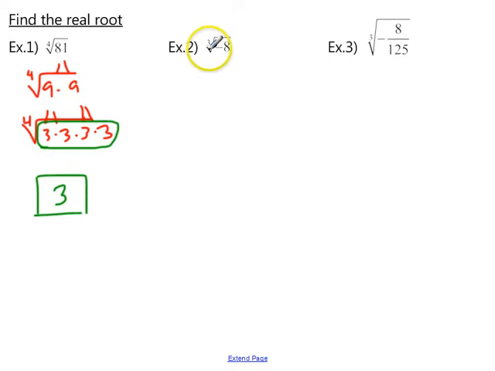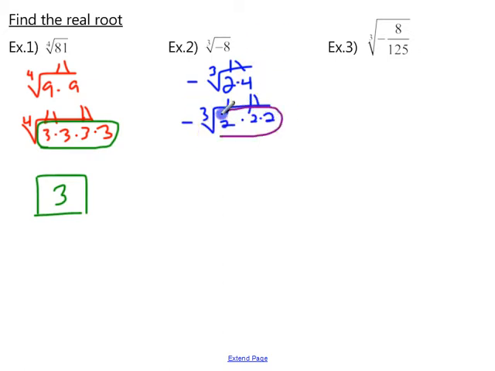Whenever you have an odd index and a negative number underneath the radical, go ahead and pull out that negative sign, and then we're going to simplify this the way we know how. 8 is equal to 2 times 4, and then if we break this down again, the 2 comes down, and 4 is equal to 2 times 2. So now we can group together this group of 3 2's, because our index is 3, and then we're going to pull that out, and that's going to be negative 2 is our real root.